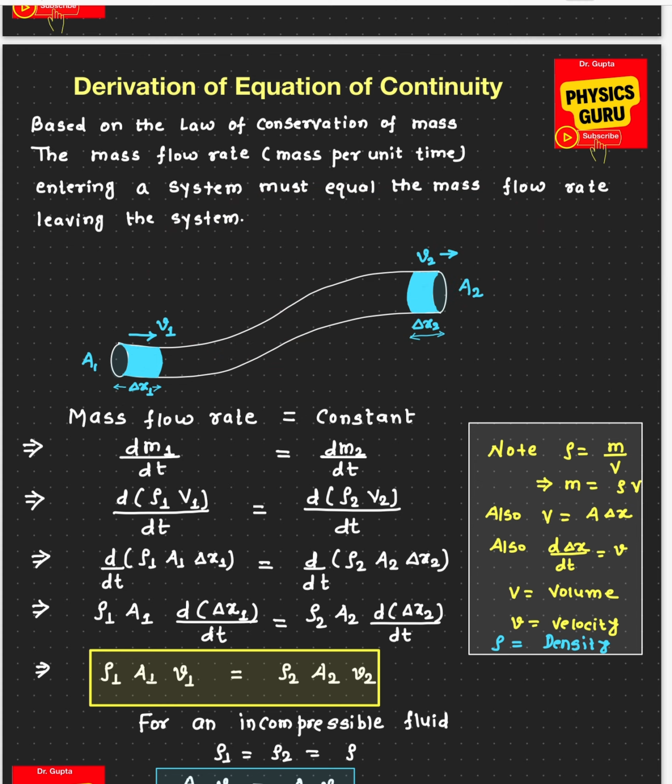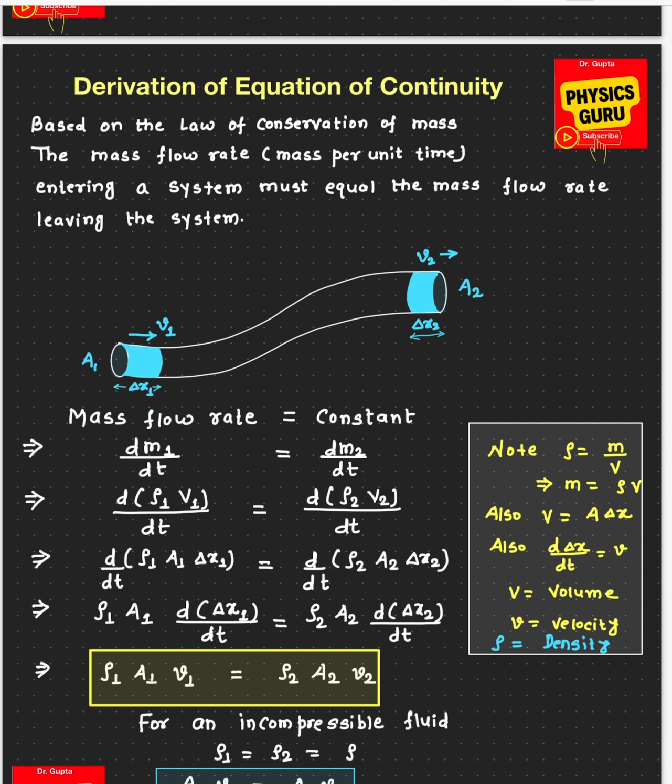So what does the equation of continuity tell you? That the mass flow rate at any point must remain constant for the ideal fluid. The mass flow rate, that means dm over dt, at any point must remain exactly the same. It does not change. So that's exactly what I have written here. Mass flow rate is constant. That means dm1 over dt and dm2 over dt must remain the same.